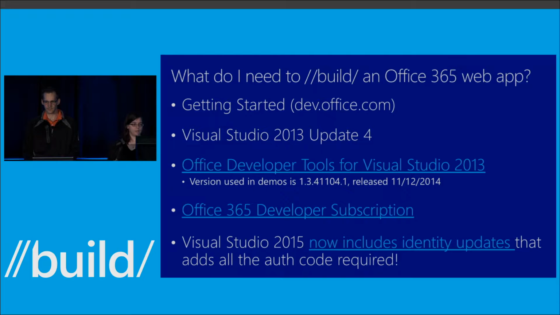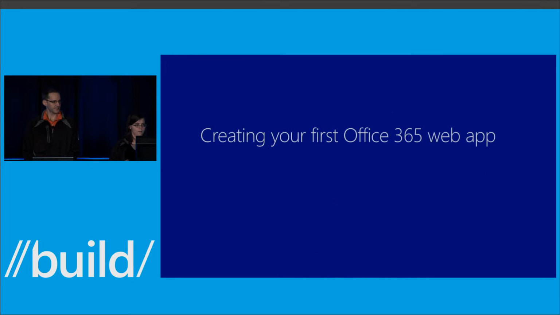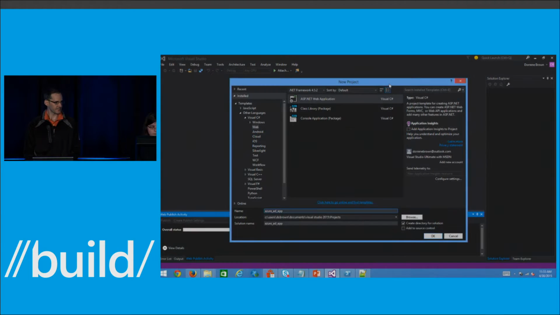All right, let us create an Office 365 web app together. I'm going to switch over to my machine. And I'm just going to show you a very simple, very quick, very basic web application that authenticates to Office 365. And what I have here is Visual Studio 2015, the new release candidate that was recently released. And I'm going to see how many times I can use the word released in one sentence here.